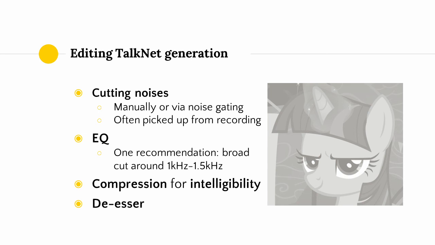I also have some general recommendations for EQ. Unlike with 15.ai, I do find that there is one piece of advice that is generally applicable to TalkNet voices. The generated voices seem to be a little heavy in the 1 to 1.5K range. In my opinion, it's best to introduce a broad cut at around 1 to 1.5K.